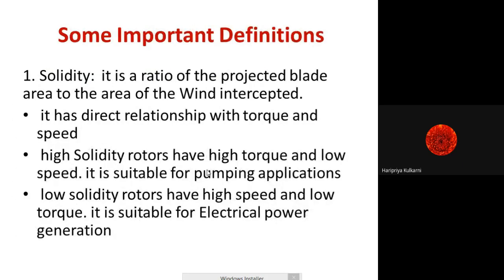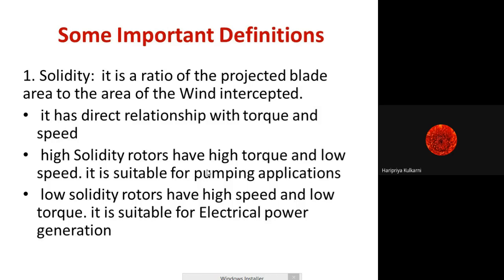Then we have to go for some important definitions. One by one I'll cover all the definitions and then we will stop. So, solidity. Solidity is the ratio of projected blade area to the area of the wind intercepted. It will depend on the number of blades. If the blade area and the wind intercepted area are the same, then it will be 100%, right? So obviously it has a direct relationship with the torque and the speed.